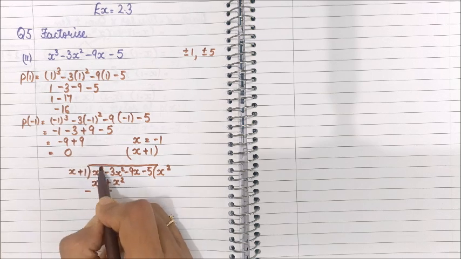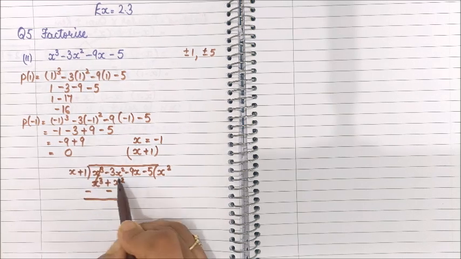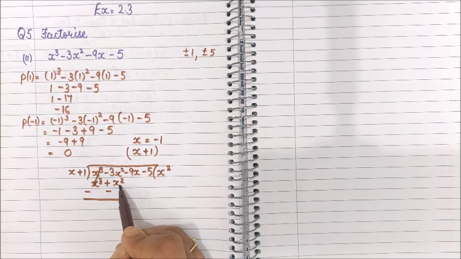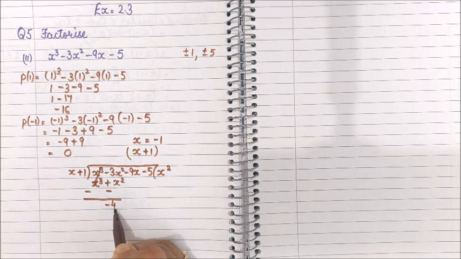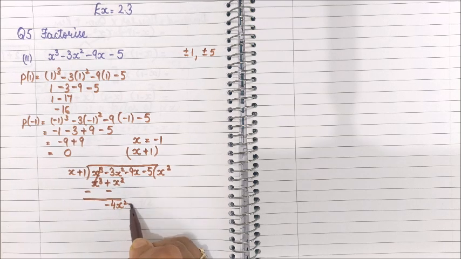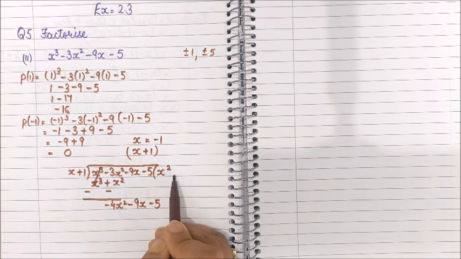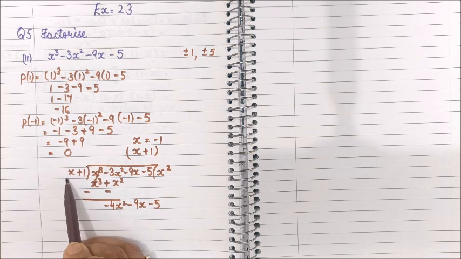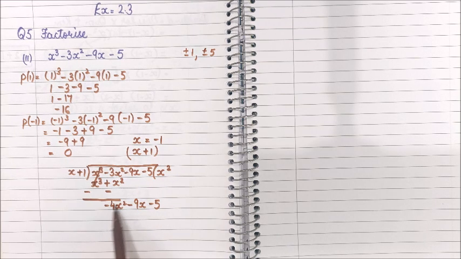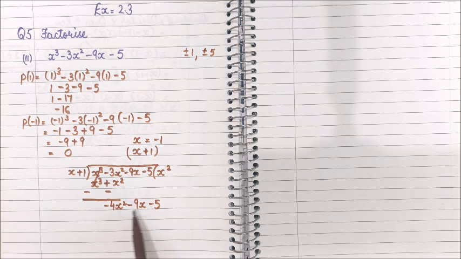Changing the sign, this will be cancelled. Now minus 3x square and minus x square gives minus 4x square. This I will take as it is. Now let's move further. With what am I going to multiply x, so that I have minus 4x square?